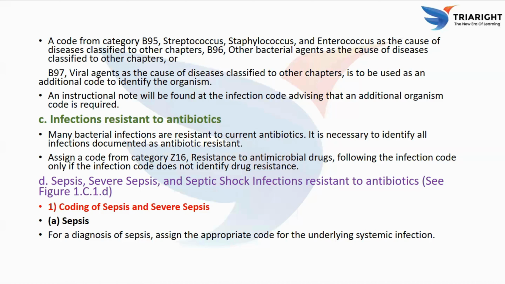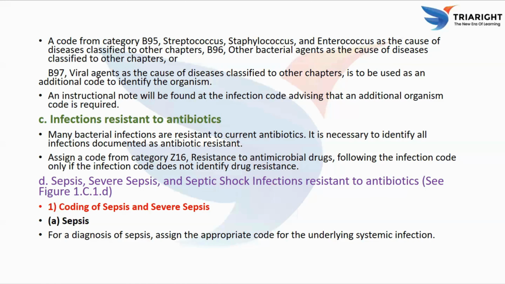When the provider documents severe sepsis, two codes are required. The underlying infection first, from the A40 to A41 series, and then R65.20 if it is severe sepsis without shock, or R65.21 if it is severe sepsis with septic shock. What is an example? Severe sepsis due to E. coli with acute renal failure. There are three codes you have to assign: A41.51 for E. coli sepsis, R65.20 for severe sepsis, and N17.9 for acute kidney failure or renal failure.